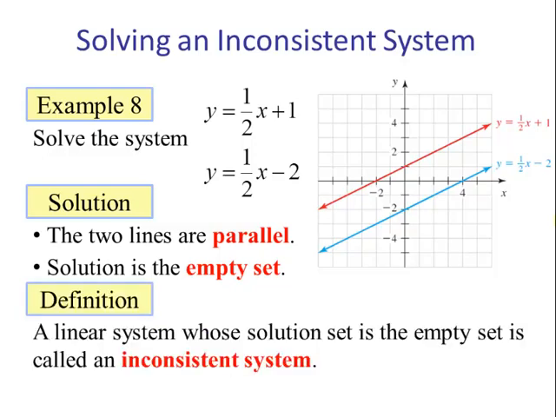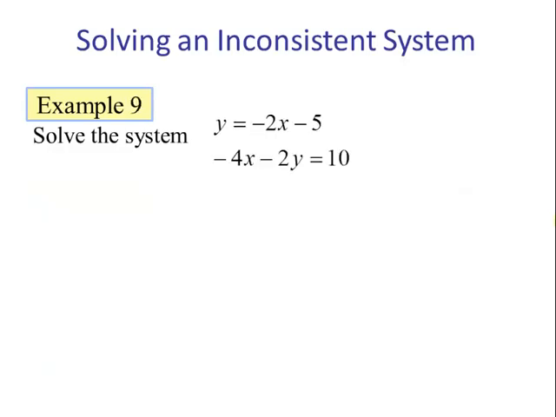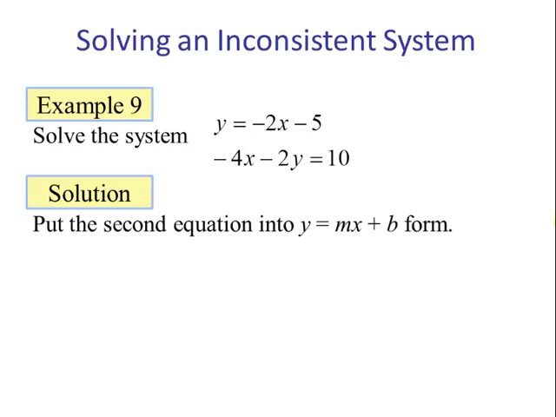Definition. A linear system whose solution set is the empty set is called an inconsistent system. Example 9. Solve the system y equals -2x minus 5 and -4x minus 2y equals 10. Solution. Our first step is to take the second equation and put it into y equals mx plus b form so we can graph it. So I have to solve for y.